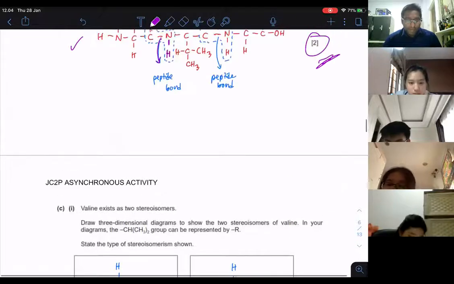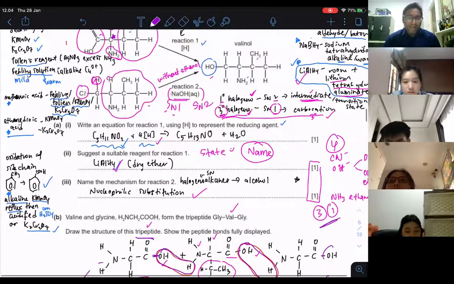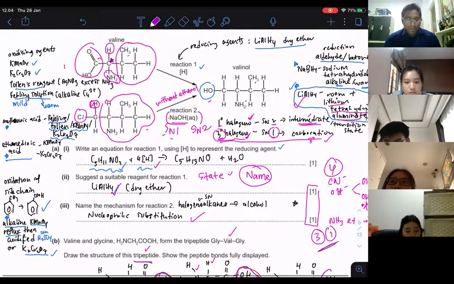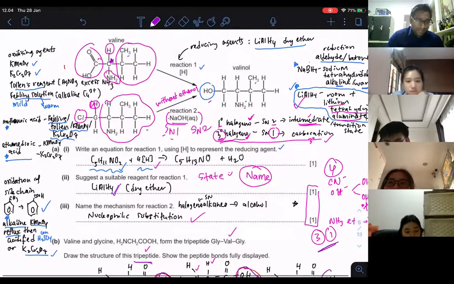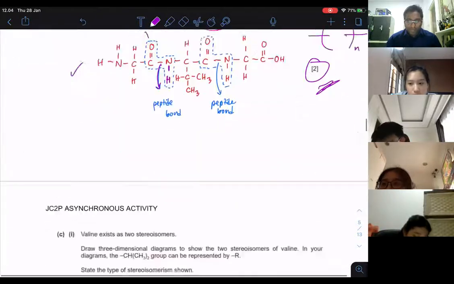And then they ask you to draw. The first thing I need to draw is the carbon, the chiral center. I put the carbon, and this carbon has hydrogen, NH2, COOH, and this group. But this group you don't even need to write down, because they already say that you can represent it using R.